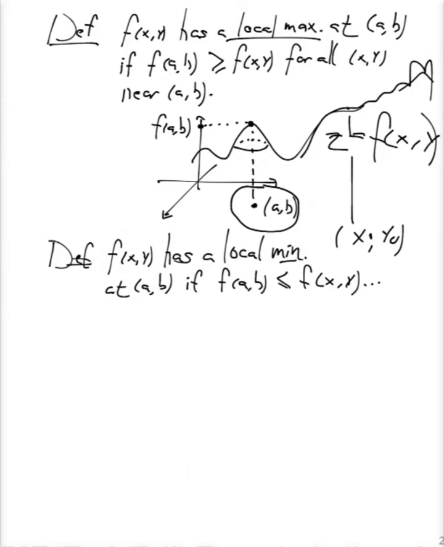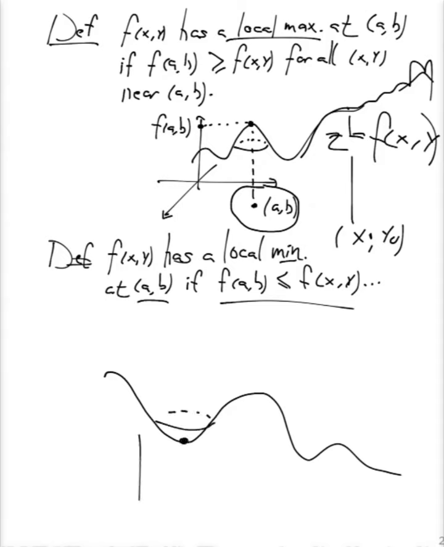And we have a very similar definition for a local minimum, or a local min, as we'll call it. f has a local min at a comma b if f of a comma b is less than or equal to f of x comma y for all x comma y near a comma b. I didn't finish writing out the definition, but it looks just like the one above. So similarly, a local min may look like a small valley in the function occurring at a point a comma b.